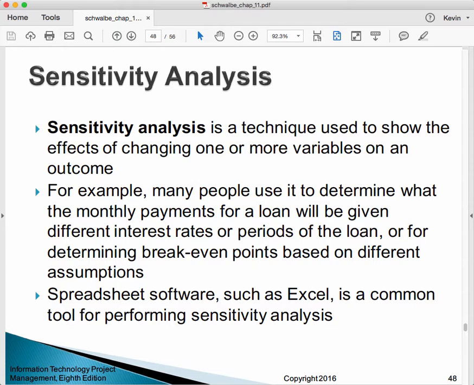So sensitivity analysis is a technique used to show the effects of changing one or more variables on an outcome. For example, many people use it to determine what the monthly payments for a loan will be given different interest rates or periods of the loan, or for determining break-even points based on different assumptions. Spreadsheet software such as Excel is a common tool for performing sensitivity analysis.